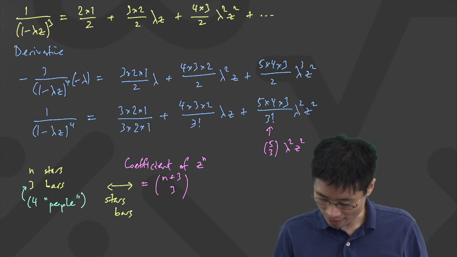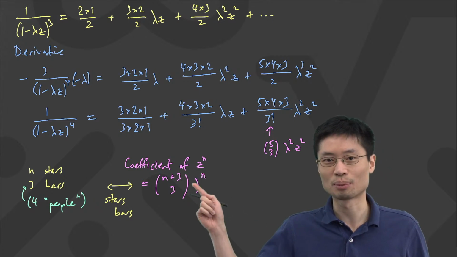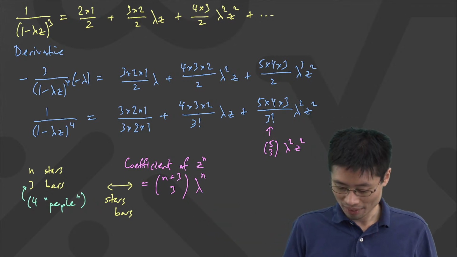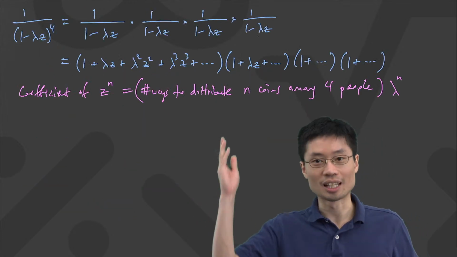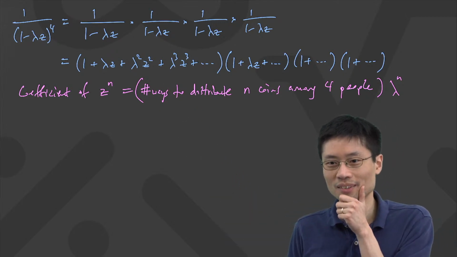Oh, did I forget to write the... Oh no, there's a lambda to the n on the previous screen that was missing the whole time. Times lambda to the n. Sorry about that. There was supposed to be a lambda to the n here. And so over here I have the lambda to the n also. What does this thing have to do with distributing? Venkatesh.